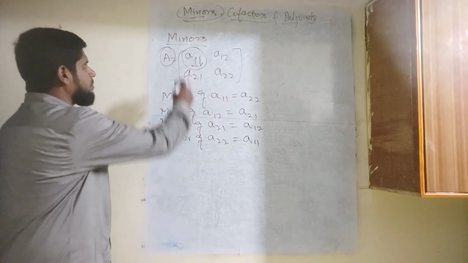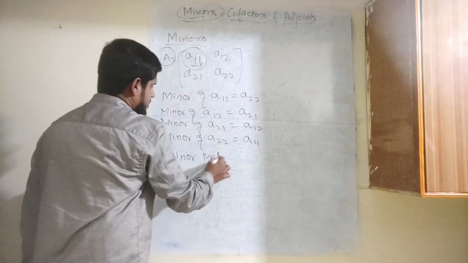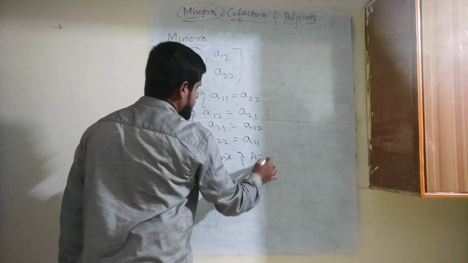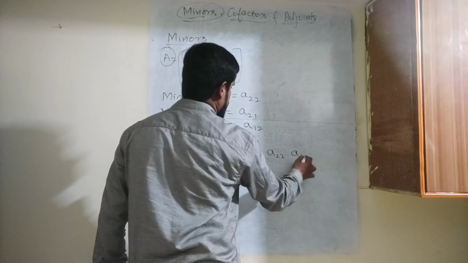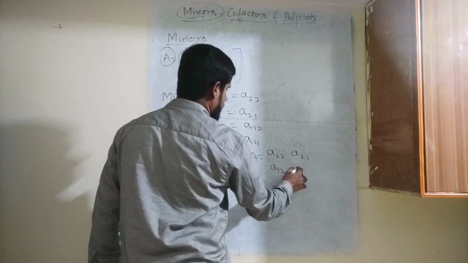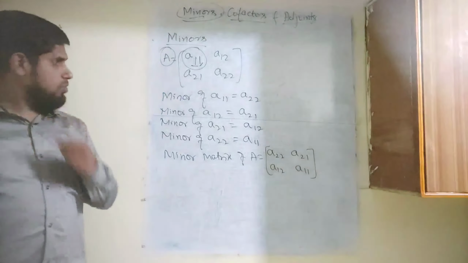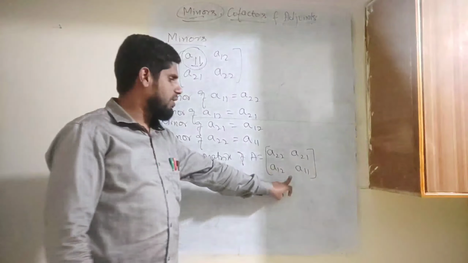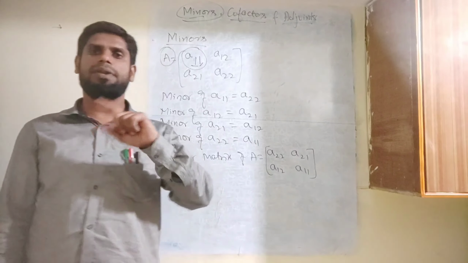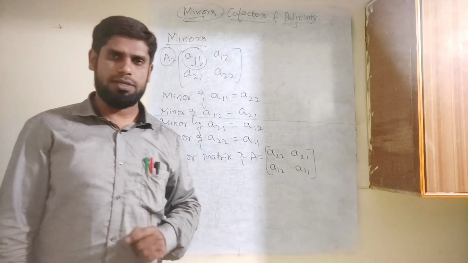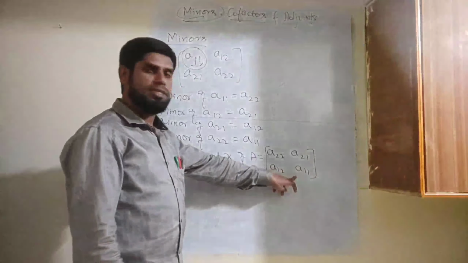So students, the minor matrix of matrix A is equal to A22, A21, A12, A11. So students, the minor matrix of this is this one. To find the minor of any element, the only thing we should do is eliminate the row and column which is related to that. If it is 2 cross 2, we will get the answer like this.